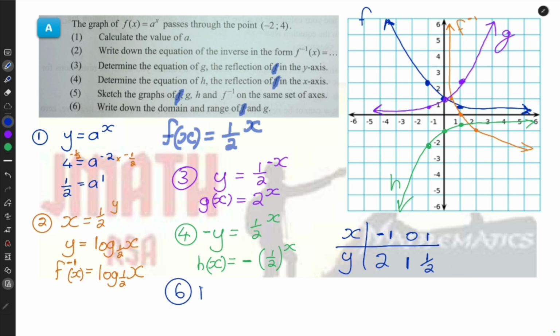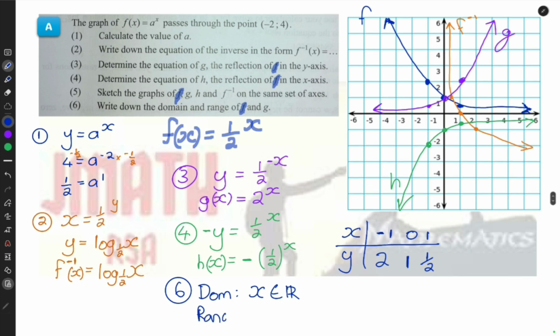To answer question 6, I would say my domain is x is an element of the real numbers, and that counts for the blue and the purple graph, for f and g. Now the range is the y values, so where does this graph start, reading from the bottom to the top? If the x-axis is my asymptote, then the graph starts just above the x-axis. So for the range, I can just say y is greater than 0. You can put y is an element of R. Some teachers like that, but as long as you say y greater than 0, you will get your marks.